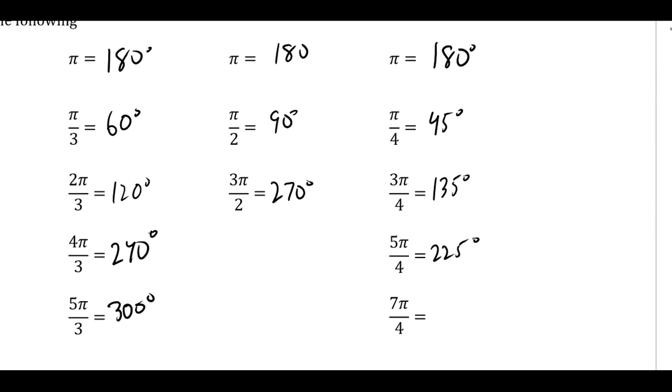7 pi by 4. Maybe you get your calculator out for this one. Well, pi by 4 is 45. So what's 7 times 45? Give me that one. 315.